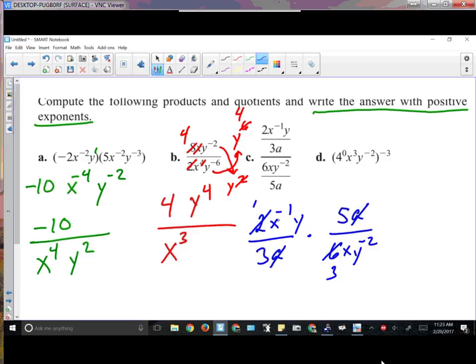I've got x to the negative 1, I've got an x. So I am going to take this x here and move it down here as x to the first power, correct? I have a 5 here, nothing I can do with that. And I got y to the negative 2, so I'm going to take this and move it up here as y squared. So that disappeared, went down there, that disappeared, went up there.